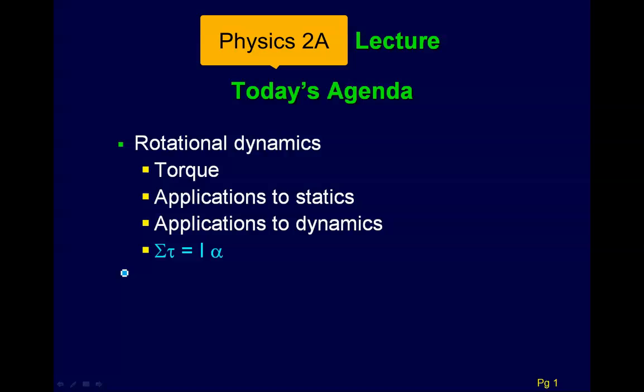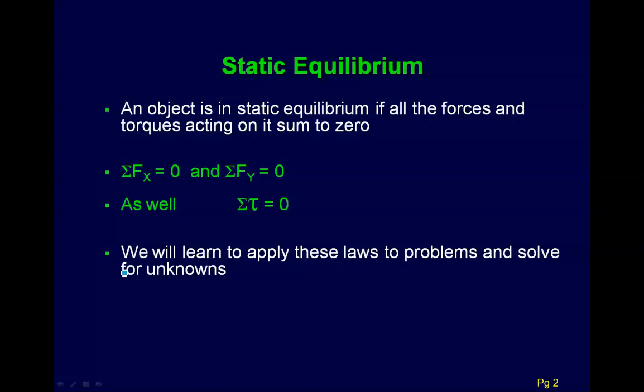Moving on to the second lecture covering rotations, and we're going to use some of the stuff we learned last time to solve some problems. The first kind of problem is what's called a static equilibrium problem, sometimes referred to as either a static or an equilibrium problem. An object is said to be in static equilibrium if all the forces and torques acting on it add up to zero.